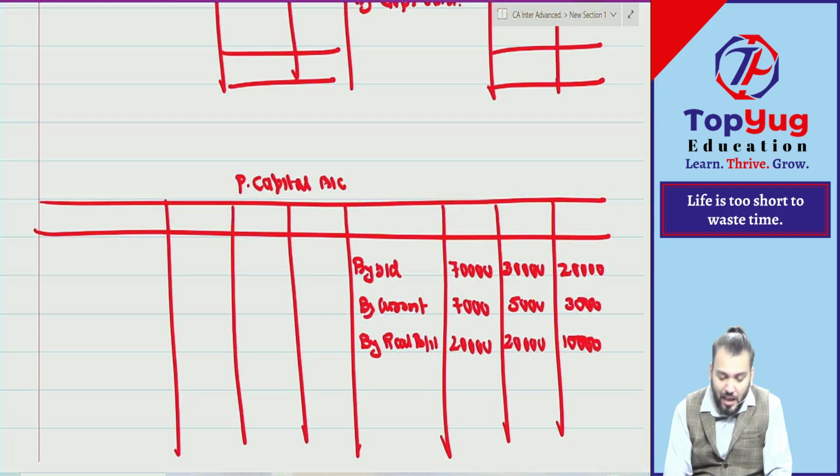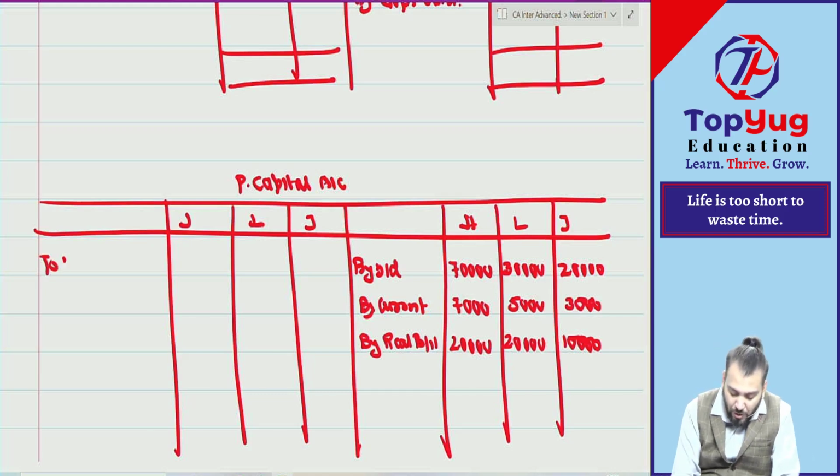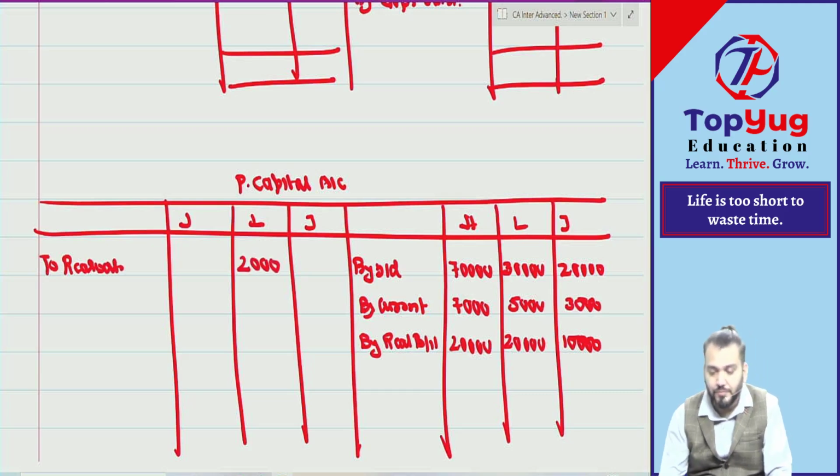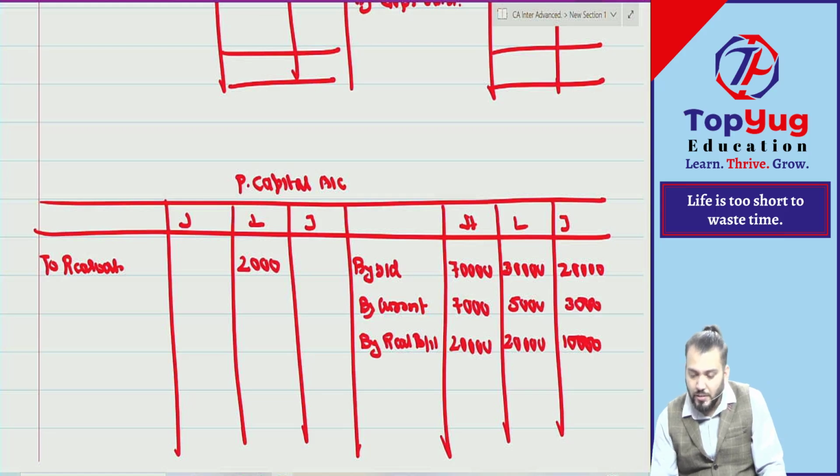Then there was one Lal who has taken what? What is the name? This is Hari, Lal and J. So motor vehicle is taken to realization, how much? 2,000 to realization. Done? I think each and every point has been done.